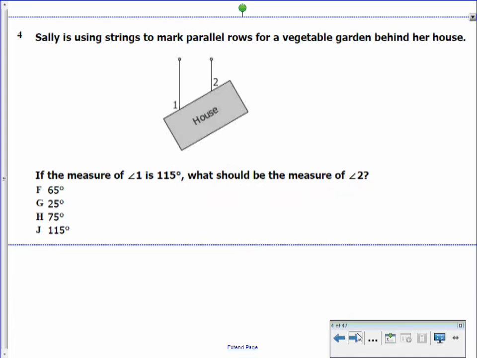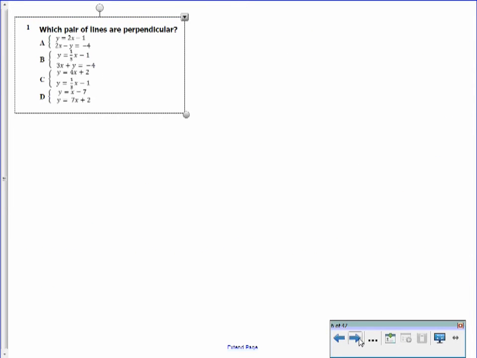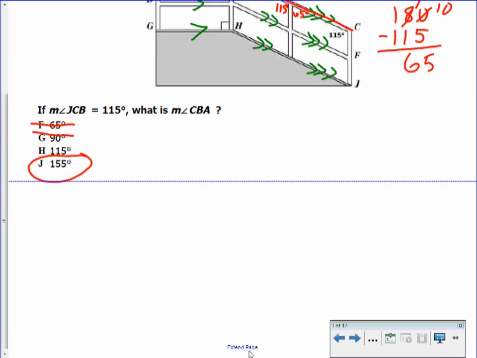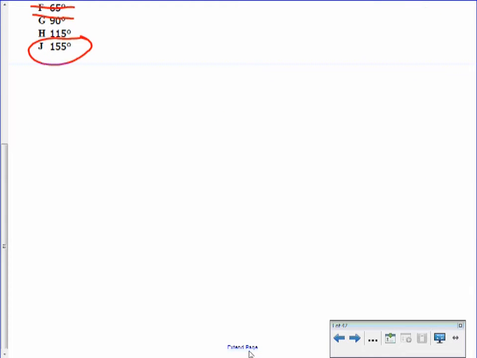All right, so we move to 3. Good old Sally uses strings to mark parallel rows for a vegetable garden. Oh, I wonder what happened to 3. Huh. 5 and 3 are missing. Well, then. Number 3, we have the posts of a stairwell. Notice the theme, posts and stairwells. Number 3, what is the value of x?